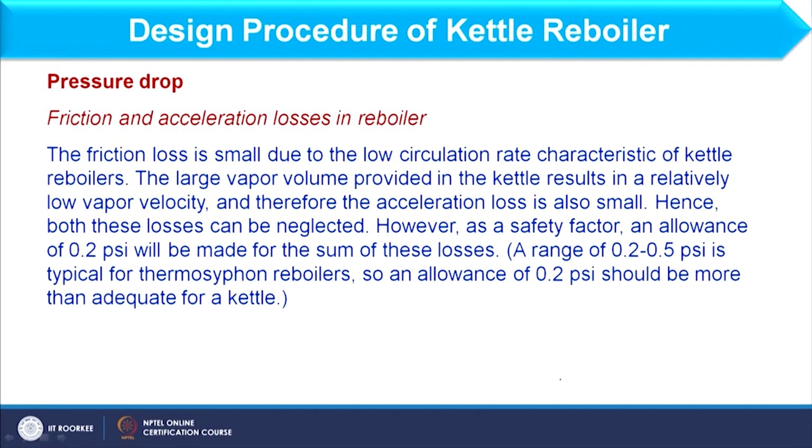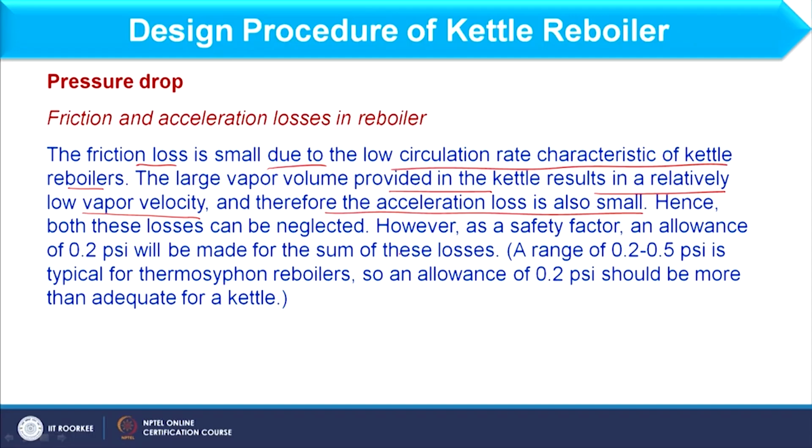Now, friction and acceleration losses in the reboiler. We consider the friction loss to be small due to the low circulation rate characteristic of a kettle reboiler. The large vapor volume provided in the kettle results in a relatively low vapor velocity, and therefore the acceleration loss is also small. So, the friction and acceleration loss is not significant. However, we consider it for safety purposes, and we provide some losses to this section also. However, these losses can be neglected.